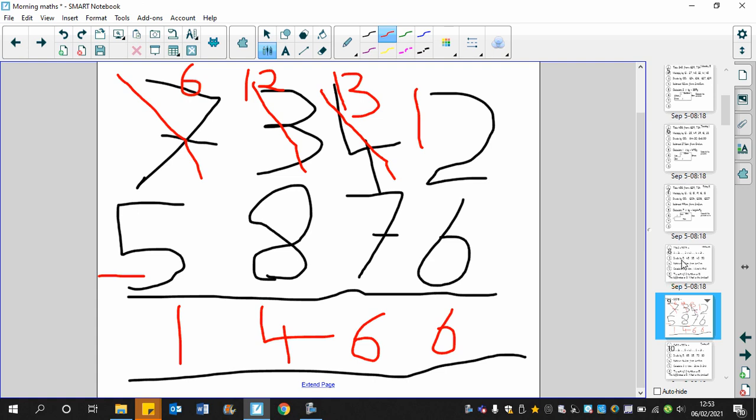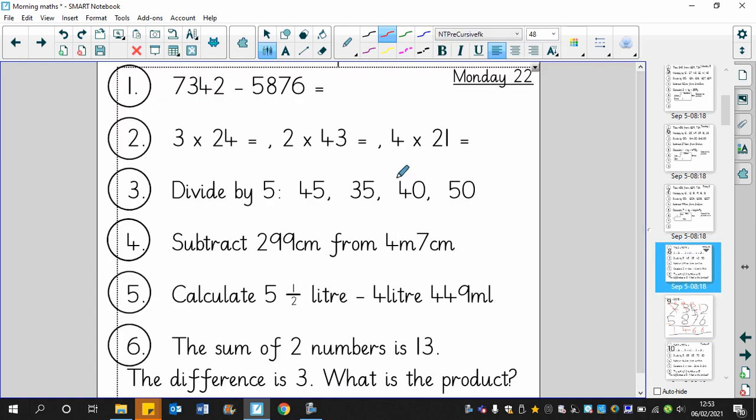Right, back to Monday. Here we go. Okay, 3 times 24. Now there's all sorts of different ways you can do these multiplications. I don't really mind how you do them, so long as you get them right. I'm going to do them by partitioning.